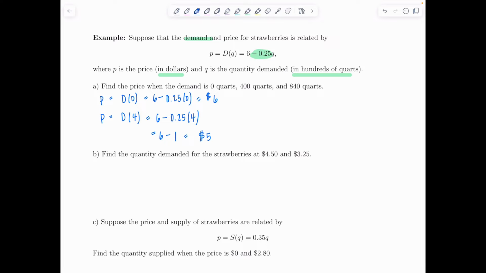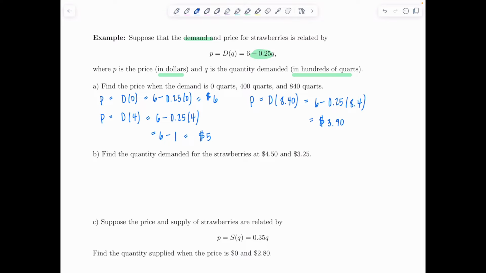And then 840 quarts, just divide by 100 or move the decimal place over 2 to the left. That's the demand for 8.40 or 8.4. So 6 minus 0.25 times 8.4, can get your calculator out. You should get $3.90. Okay, good. So we're substituting in demand quantity and finding the price. Now we're going to go the other way around.